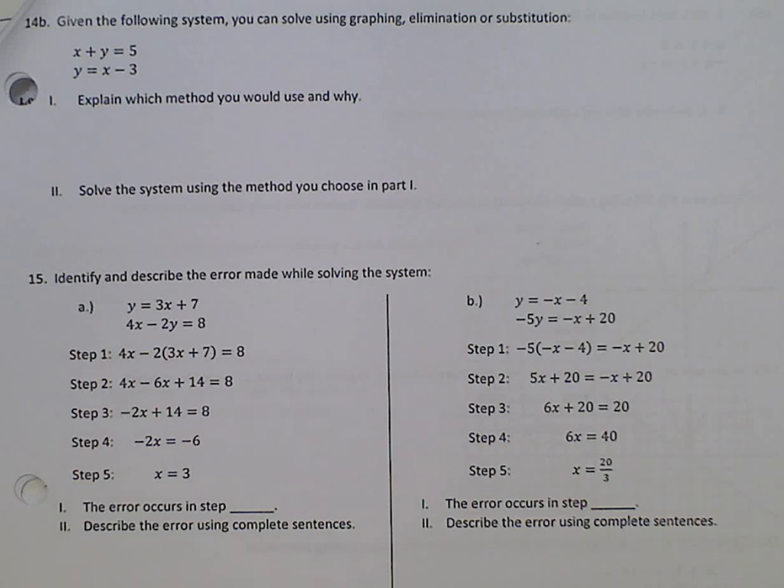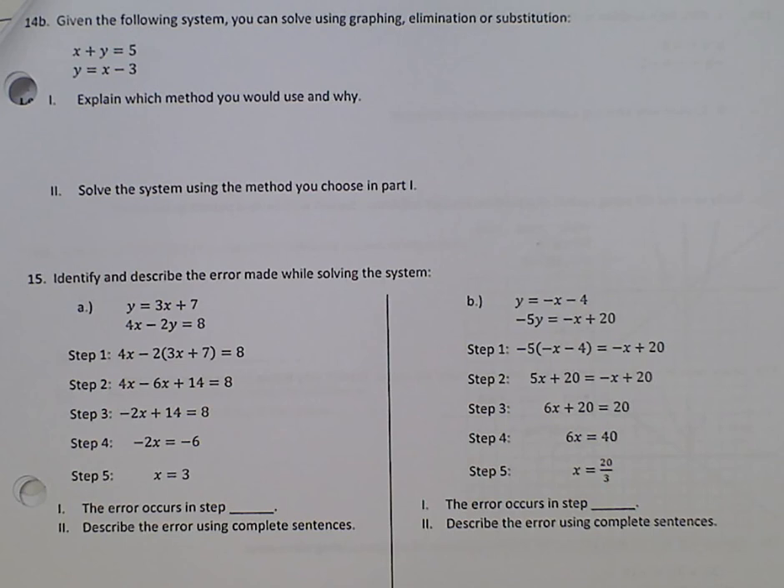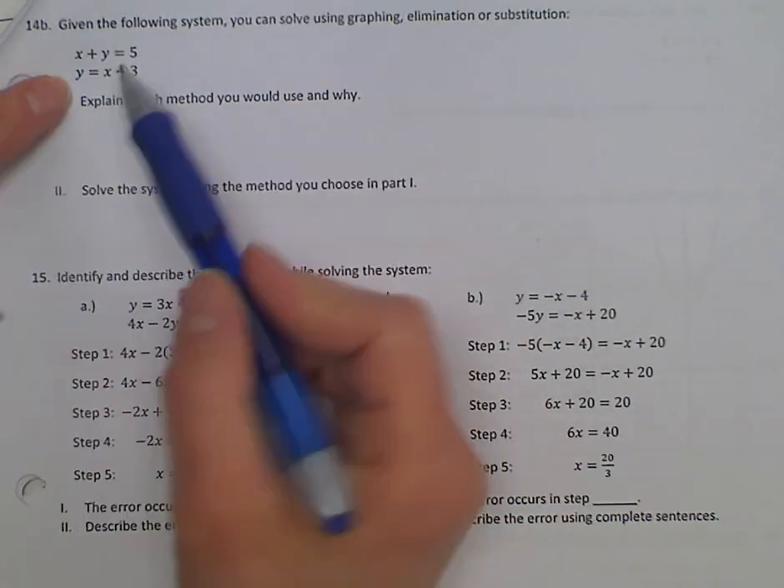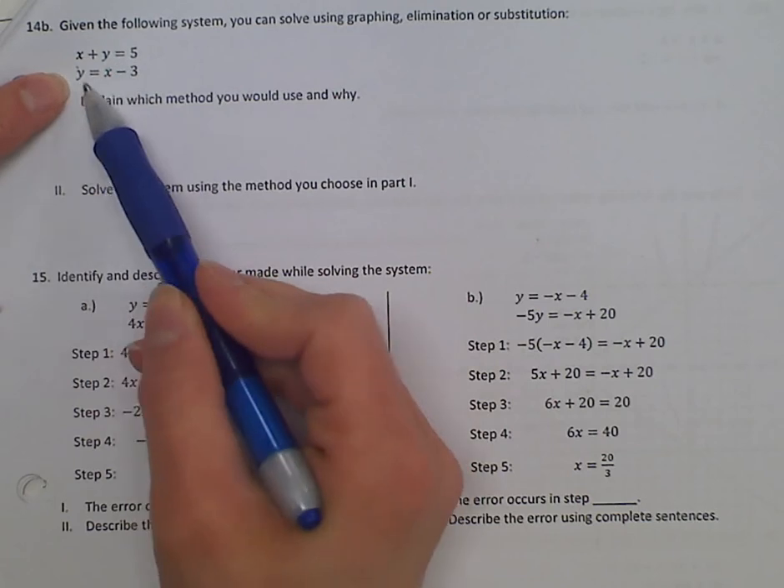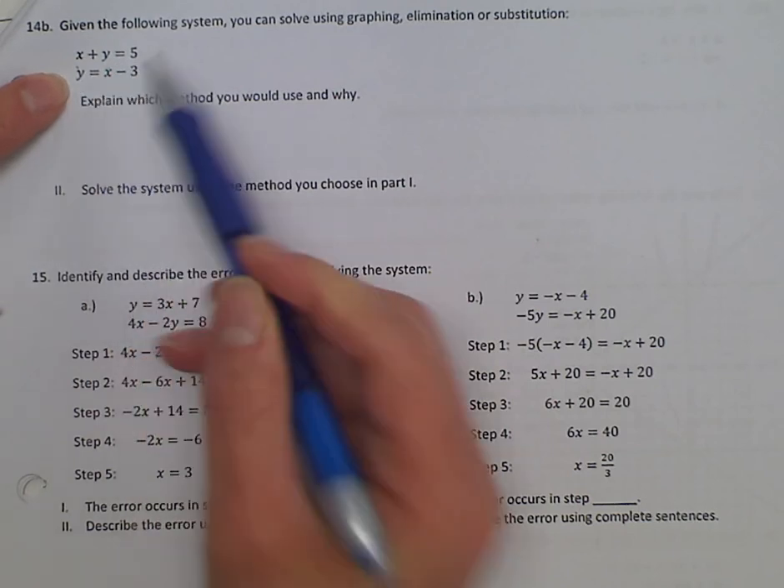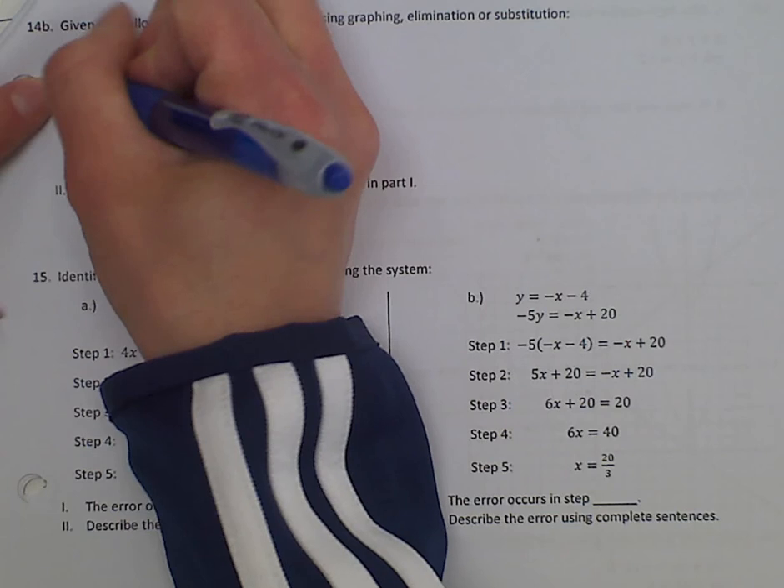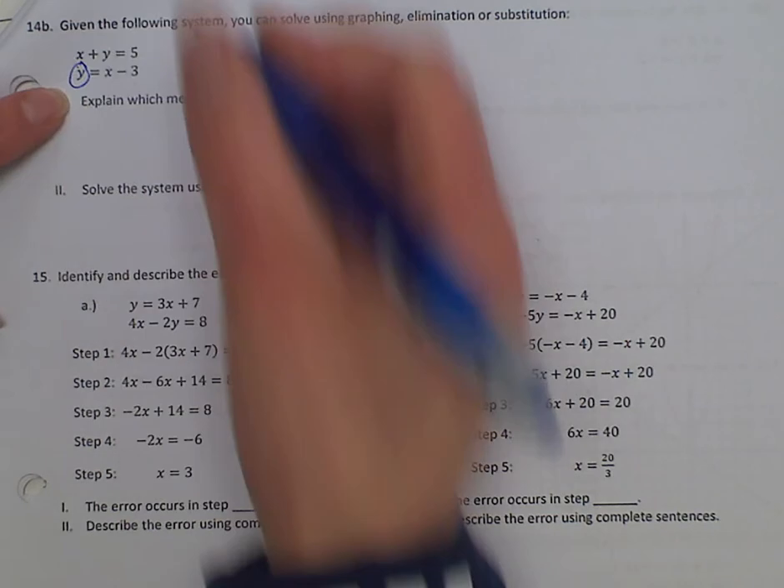Okay, on the review in number 14, B, it says given the following system, you can solve using graphing, elimination, or substitution. Explain which method you would use and why. Well, I have x plus y equals 5, and I have y equals x minus 3. The easiest or most efficient method here that I would use would be substitution.